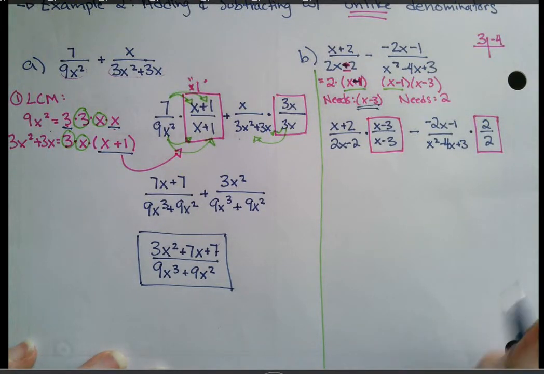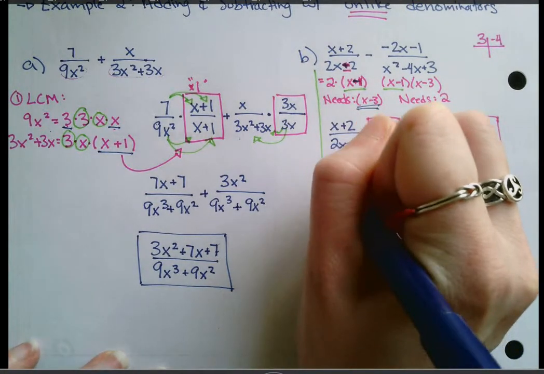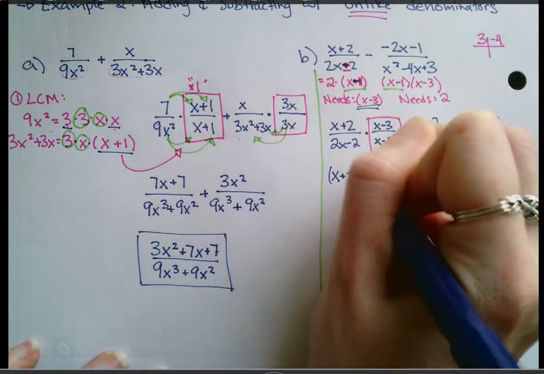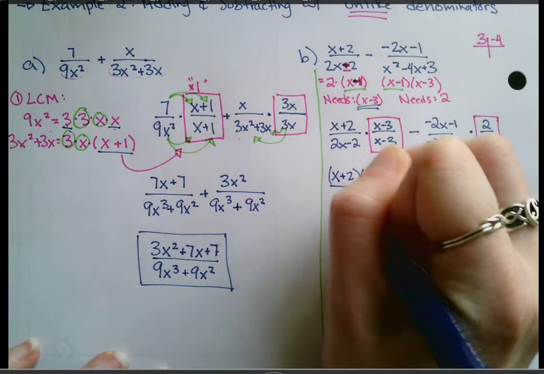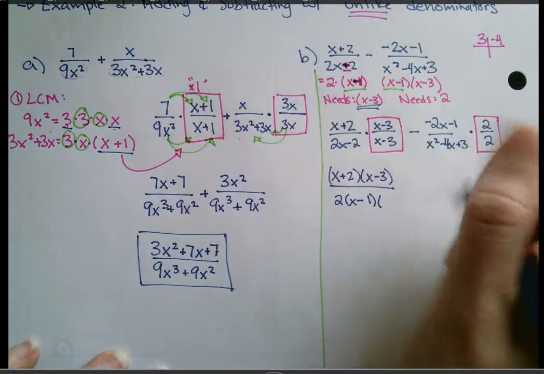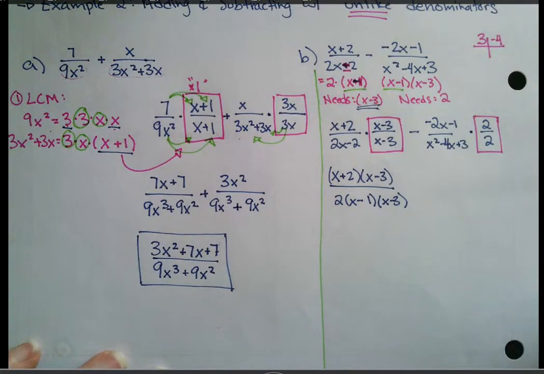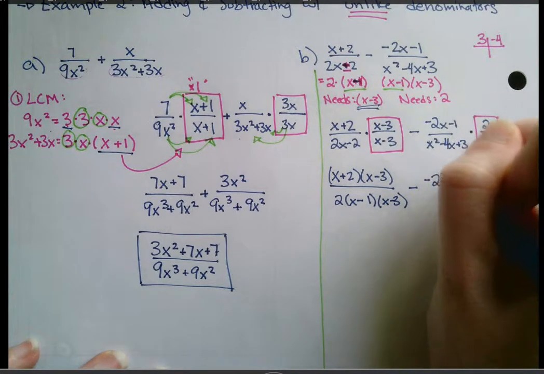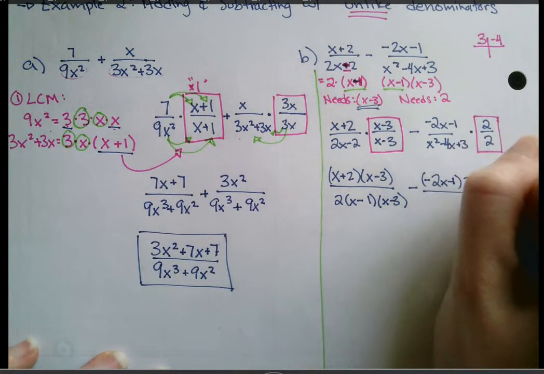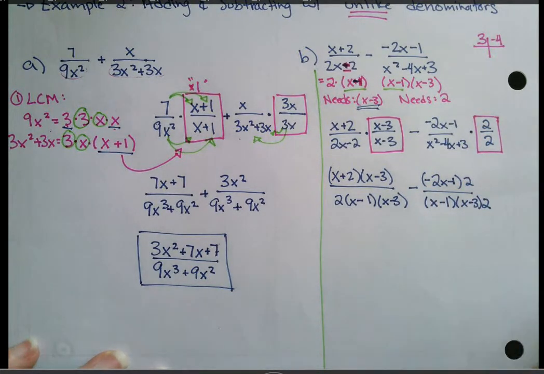So here, what I'm going to do is I'm going to have an x plus 2 times an x minus 3 divided by 2 times an x minus 1 times an x minus 3. We don't want to cancel anything until we have already subtracted it, so be careful there. Then this is minus a negative 2x minus 1 times 2 divided by x minus 1 times an x minus 3 times 2. Remember, don't cancel these out until we've added and subtracted.